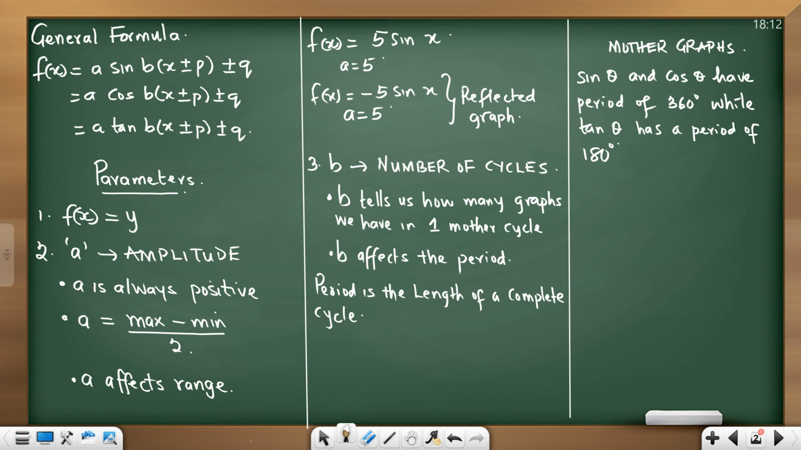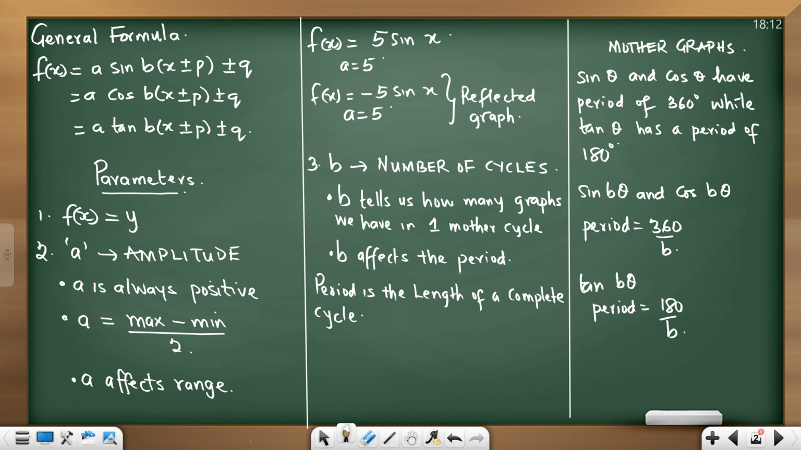Now, how then do we link B and the graph? For sine theta, or sine B theta, and cos B theta, our period will be 360 over B. And for tan B theta, period is 180 over B. We're going to look at examples.